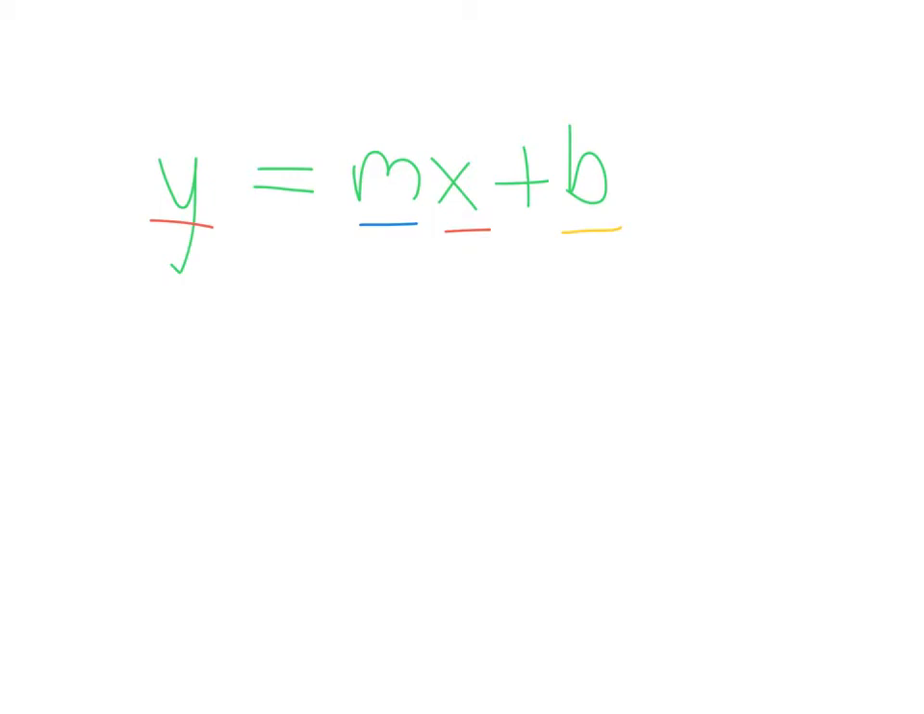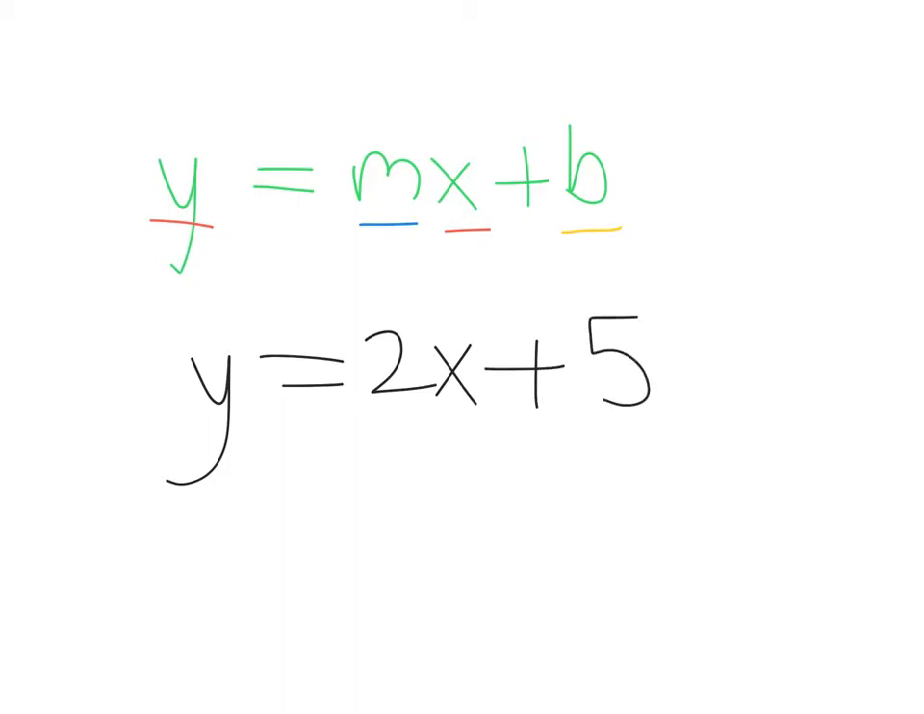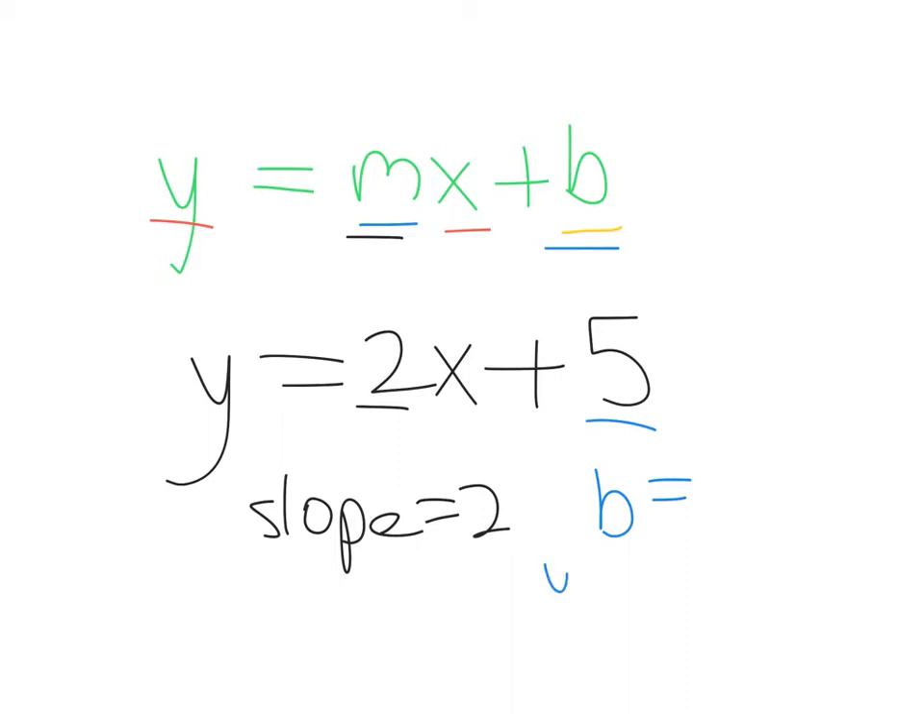So if I have the following equation, then I can immediately identify the slope. The slope of this equation is going to be equal to 2, because that's where the m is. And here I can immediately identify that the y-intercept is going to be 5. So again, the y-intercept simply means when x is 0, what's the point? It's going to be (0, 5).